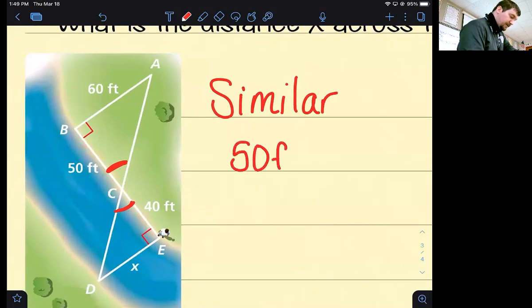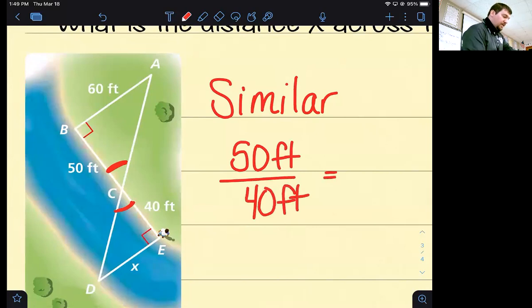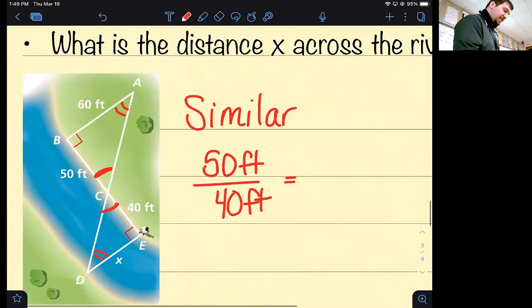So 50 feet over 40 feet equals, and then we'll call this, I don't know what this angle is, but we'll just say it's got 2 marks on it, right? So the right angle to the angle A is 60 feet, and then the other one's X.